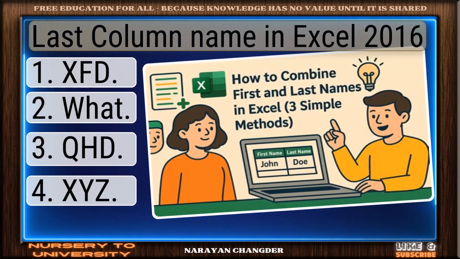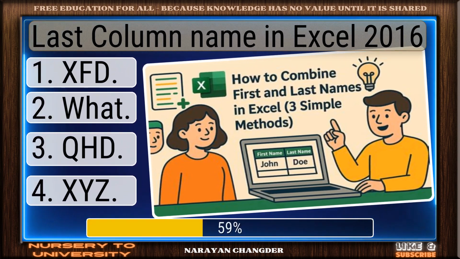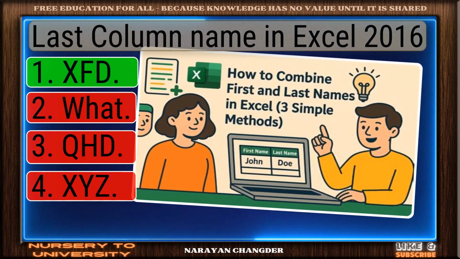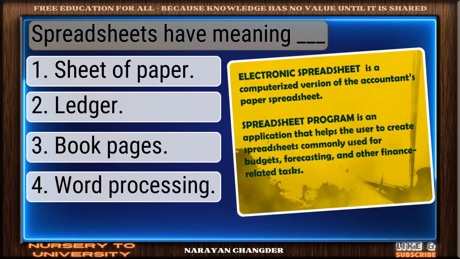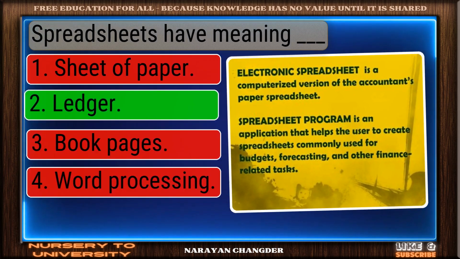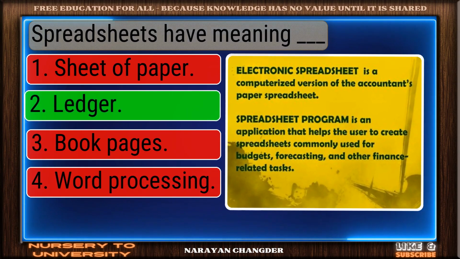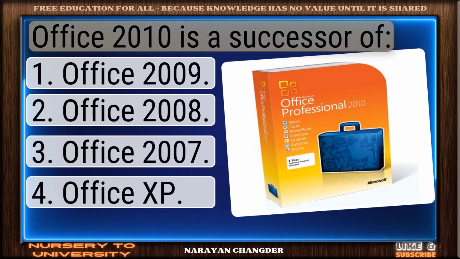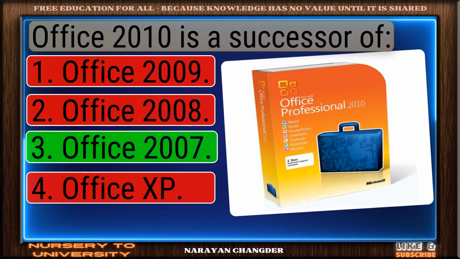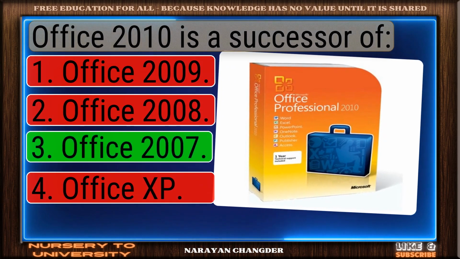Last column name in Excel 2016. You chose Tefty, and it is correct. Spreadsheets have meaning dash. Great thinking. Ledger is the right choice. Office 2010 is a successor of. Well done. Office 2007 is the right choice.